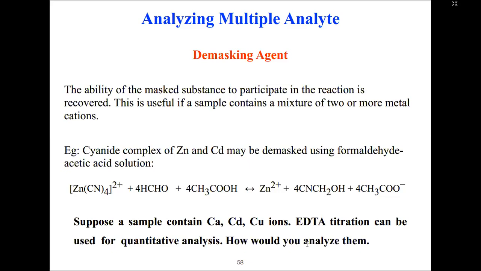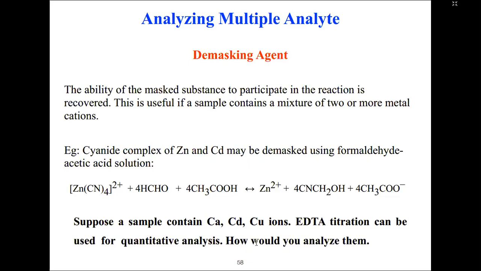So there is a problem. You are only using one reagent, that is EDTA, okay? So you cannot just do EDTA titration with the indicator and find those. That will give you the total concentration. Now, first, what we need to do is we have to mask them. So how do you mask them? You have to mask two out of these three ions with a masking agent and do EDTA titration.